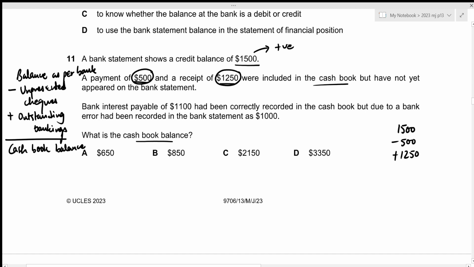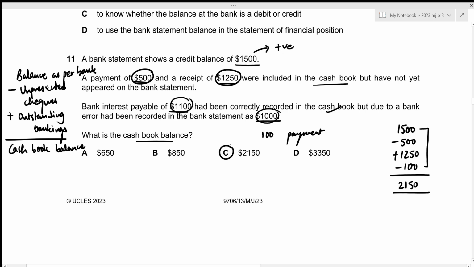Then bank interest payable of 1100 had been correctly recorded in the cash book, but due to a bank error had been recorded in the bank statement as 1000. So this is definitely an expense, right? And instead of including the entire expense of 1100, we only have included 1000. So we're missing 100 payment. So we can just categorize this as unpresented checks and subtract this. Now we'll get our correct cash book balance, which will be 1500 minus 500 plus 1250 minus 100, which results in 2150. That's given in option C.